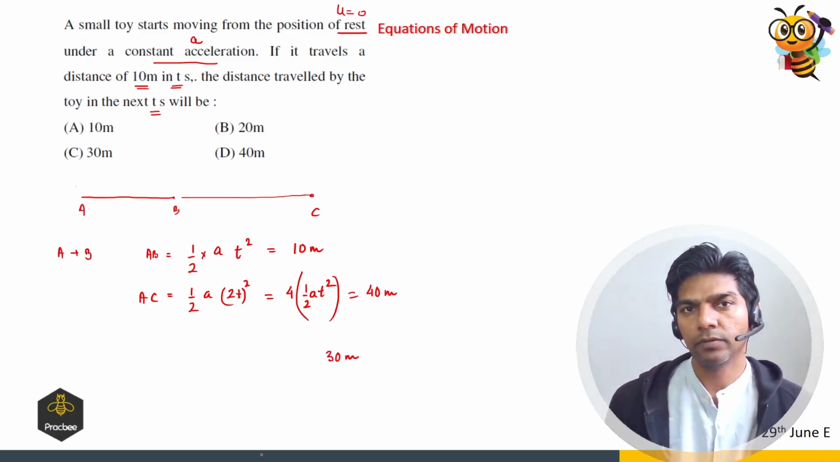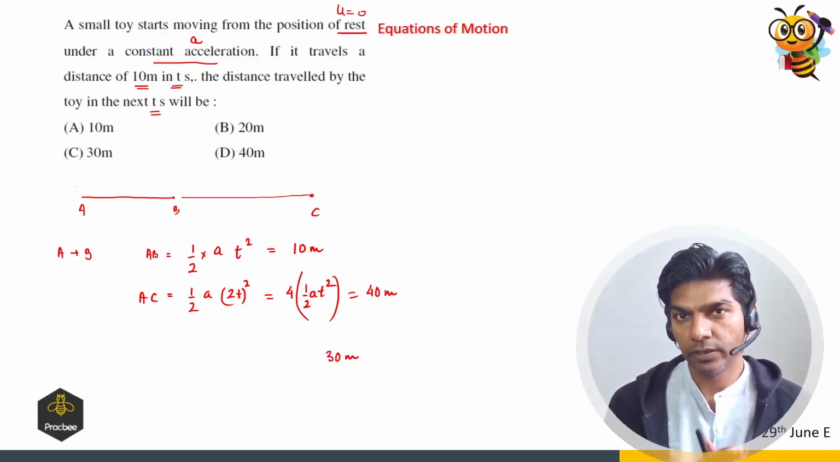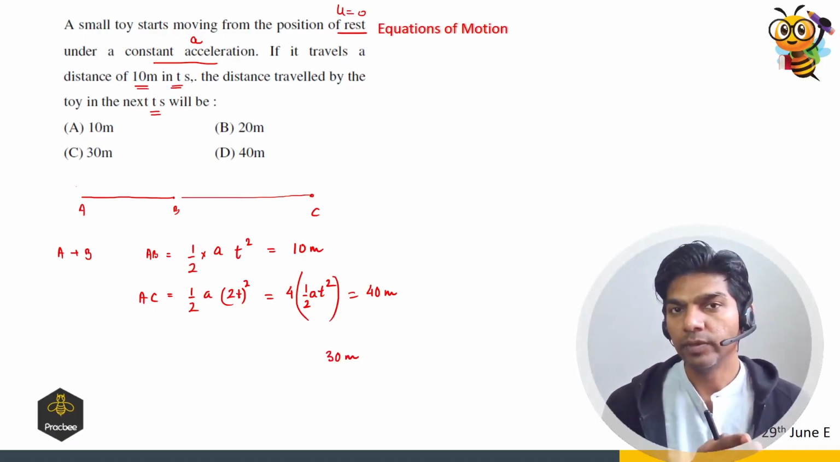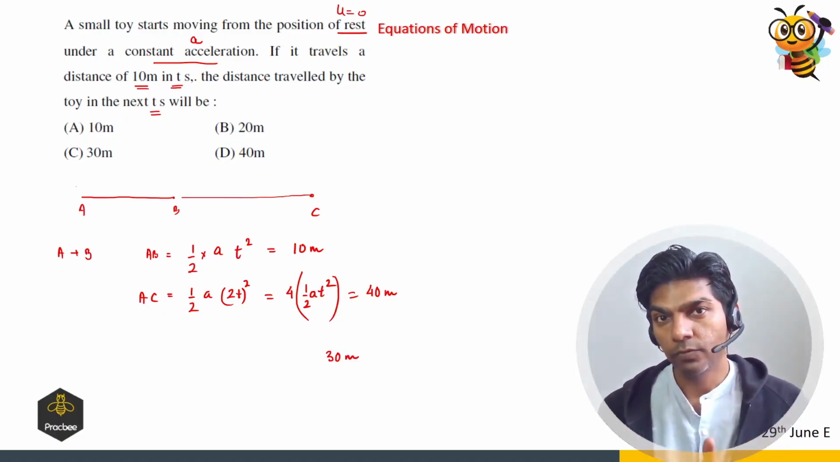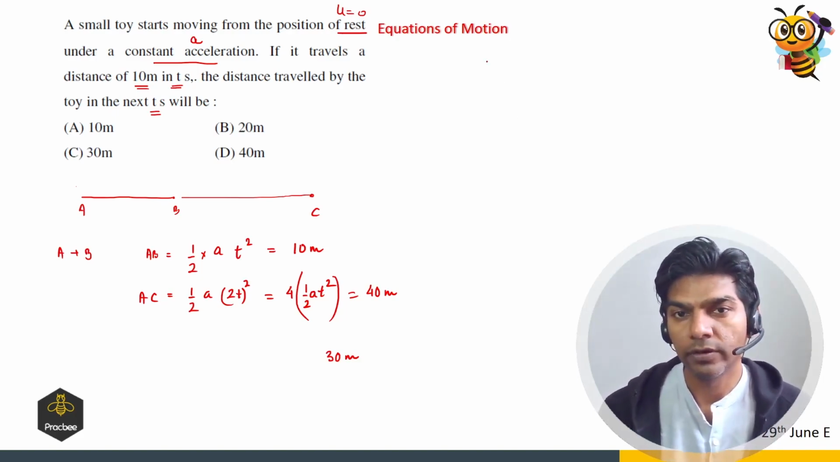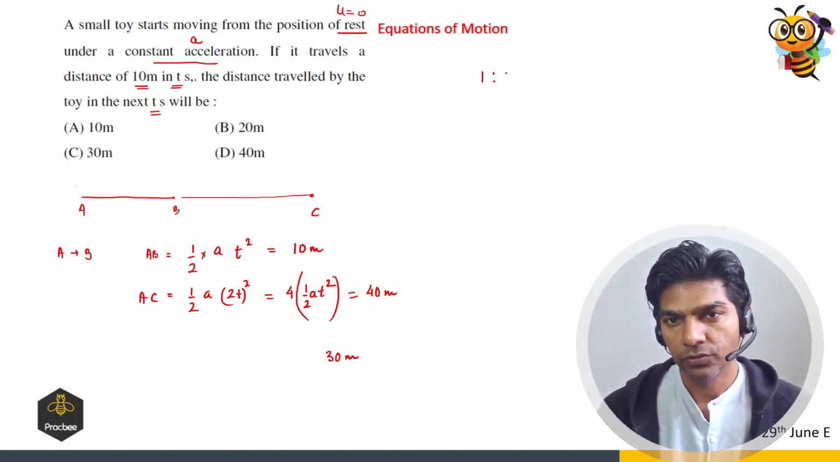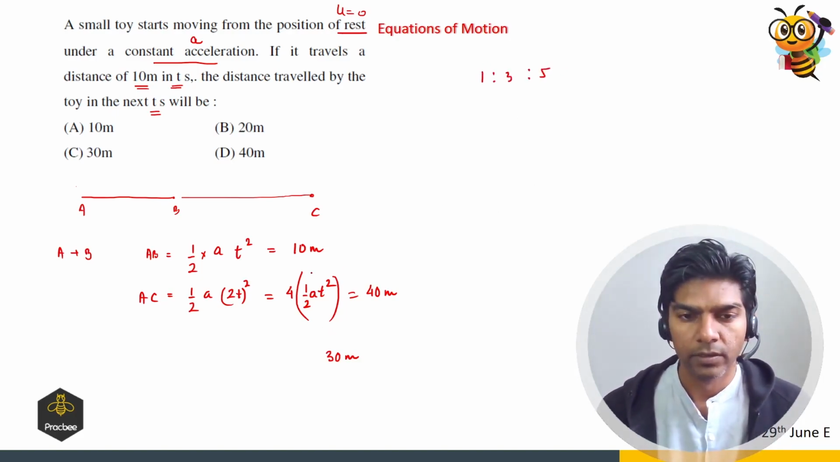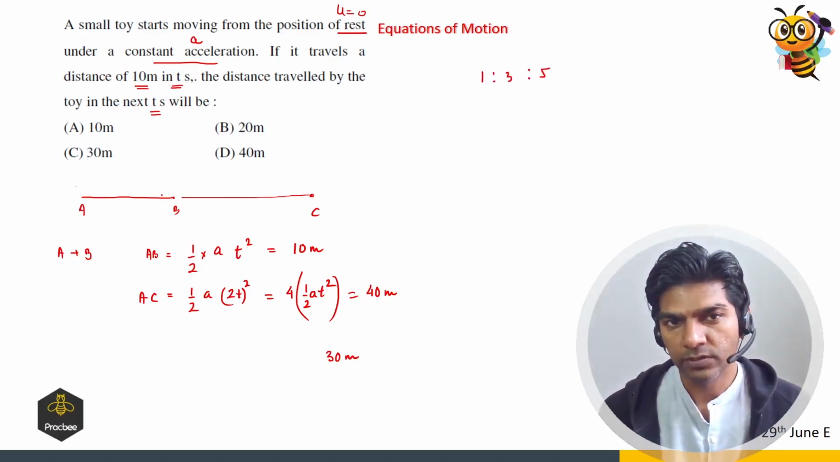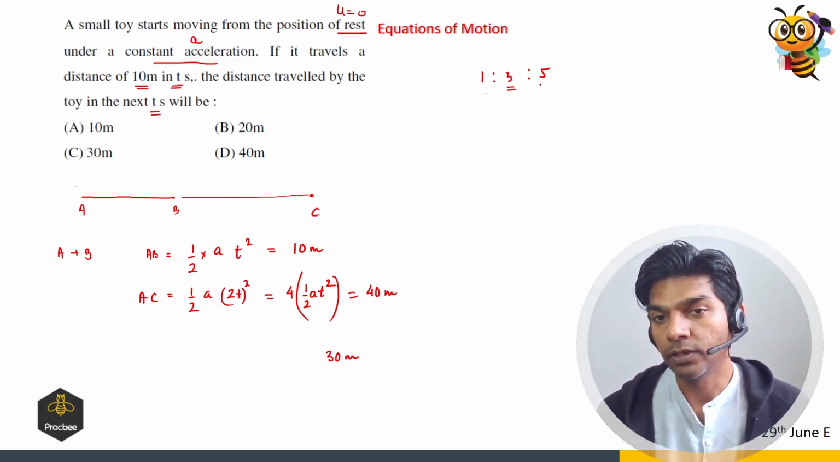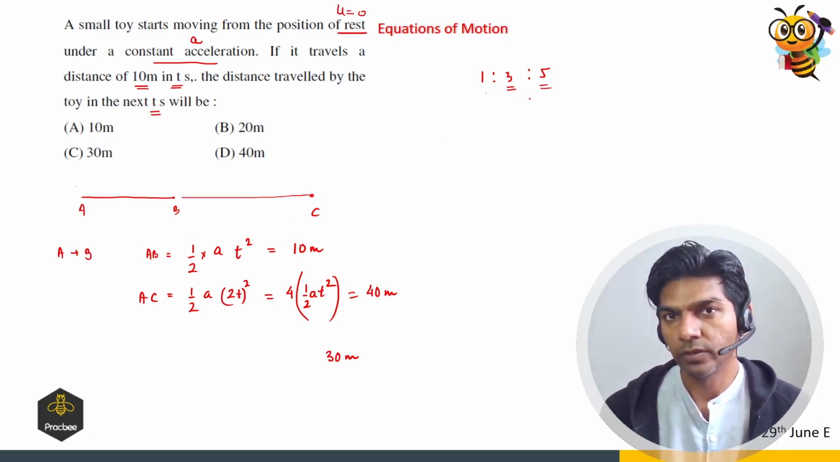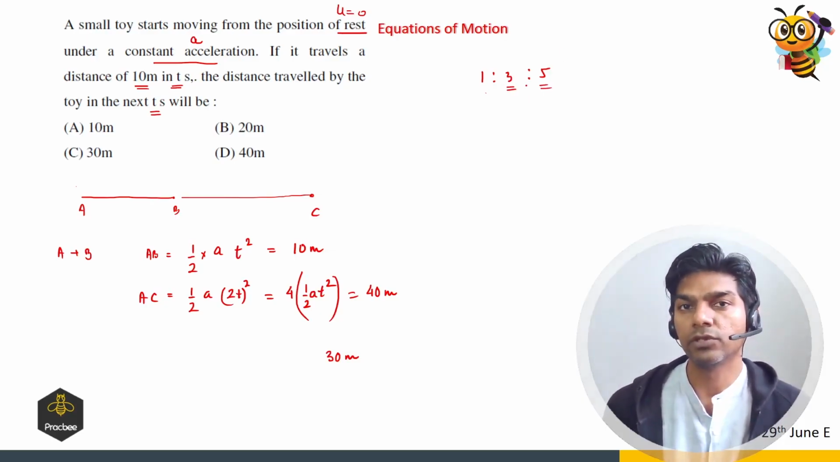So can you see, when the particle is released from rest and it is moving with a constant acceleration, then the displacement in successive equal time intervals will be in odd ratio, so it will be 1:3:5 like this. In first t seconds it has covered a displacement 10, in the next t seconds it will cover 30, in the next t seconds it will cover 50. So like this you can remember also. This is also known as Galileo's law of odd numbers.